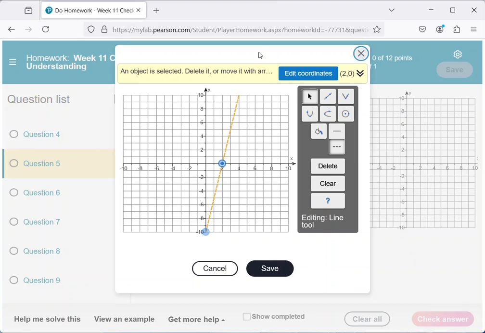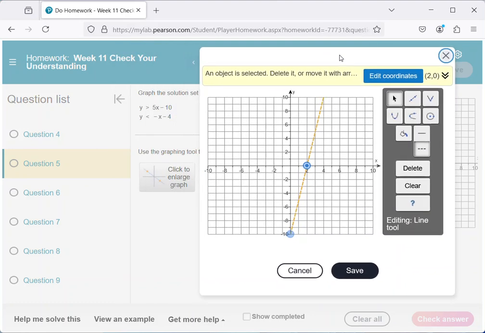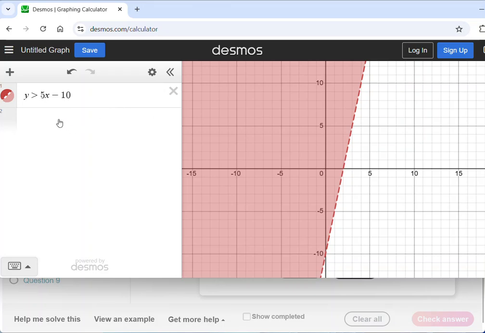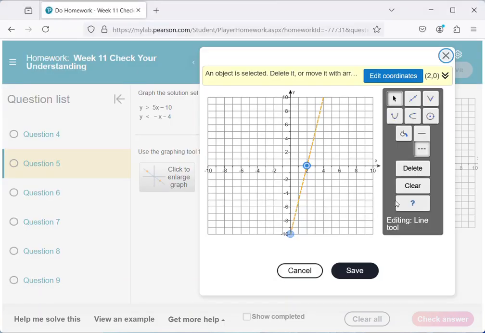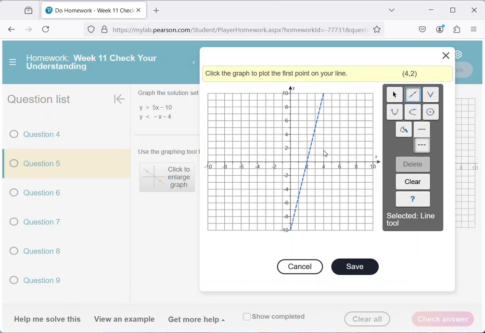Now I am going to move this over so I can see what my second line is supposed to be. Y is less than negative x minus 4. So here's my graph. And looking for some points, I have a point at negative 4, 0, and another point at 0, negative 4. So I'm going to click on the line tool again to put another line.